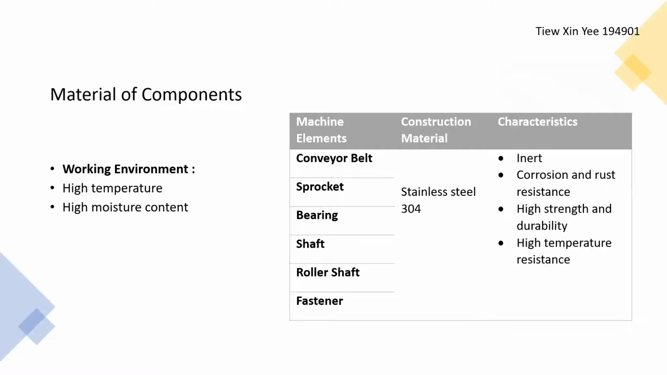Since the working environment is always in high temperature and high moisture content, thus all the machine elements will be constructed by using stainless steel 304 because this kind of material is inert, corrosion and rust resistance, high strength and durability, and high temperature resistance.